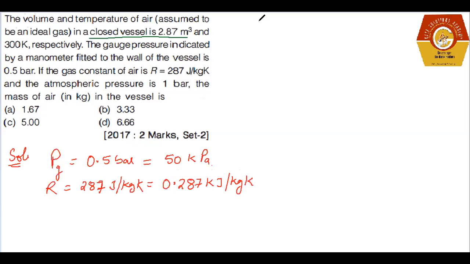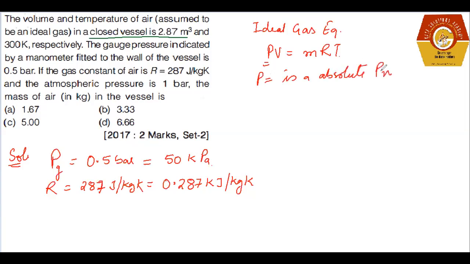Now apply the ideal gas equation. When we are talking about the ideal gas equation, it is written as PV = mRT, right? But here P is the absolute pressure, right? So we need to first convert the gauge pressure, because it is given as gauge pressure, into absolute pressure.